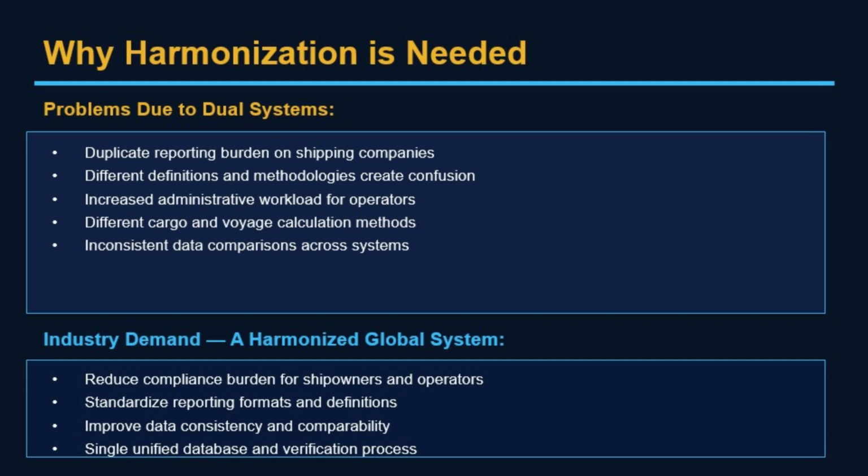Shipping companies operating internationally often have to comply with both systems. This creates several challenges: duplicate reporting, different definitions, different methodologies, increased administrative workload, and difficulties in comparing data across systems. As a result, the industry has long advocated harmonization. A harmonized system would reduce compliance burden, standardize reporting formats, improve consistency, improve comparability, and potentially create a unified verification process.